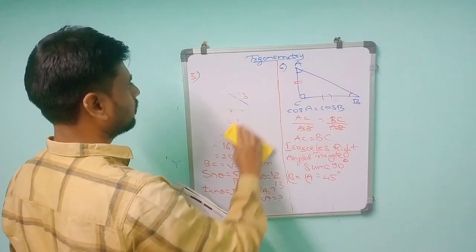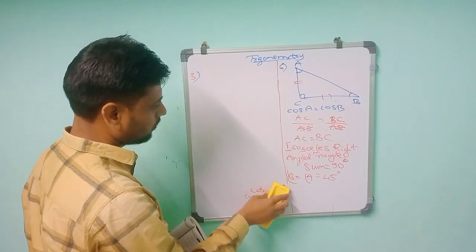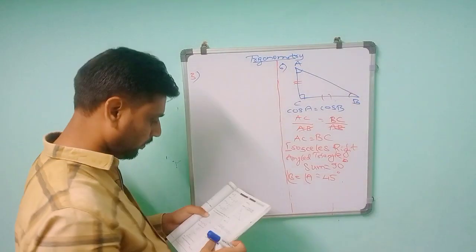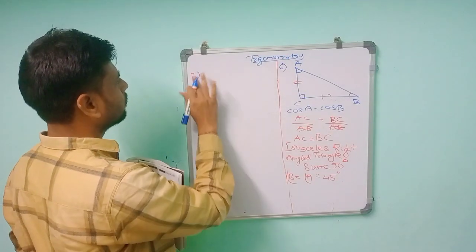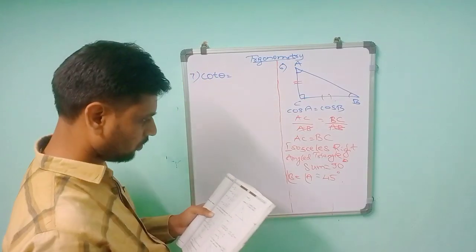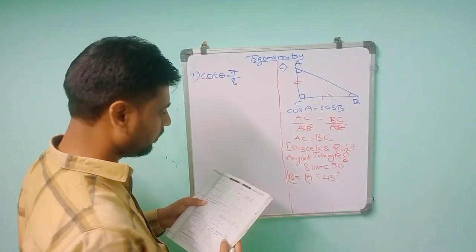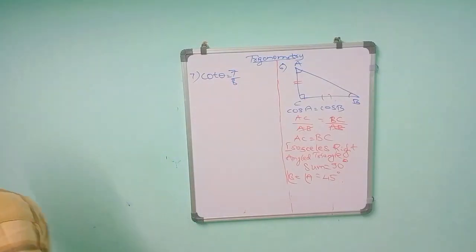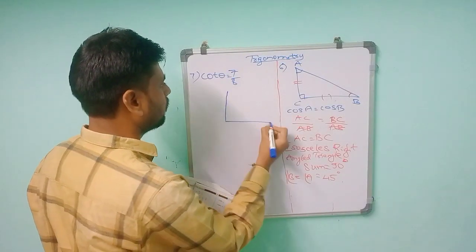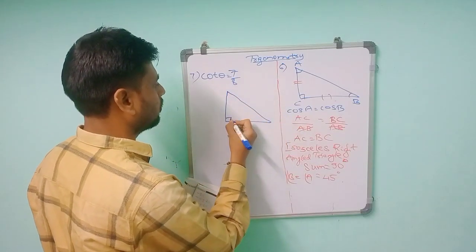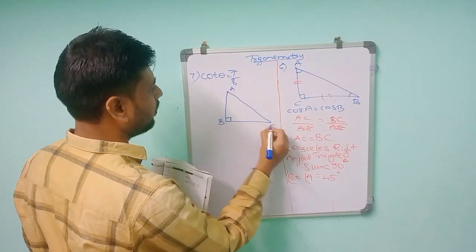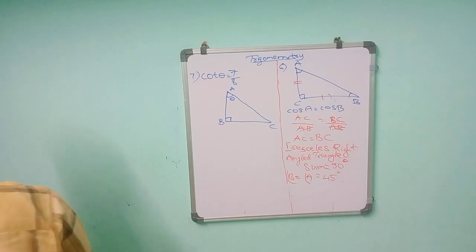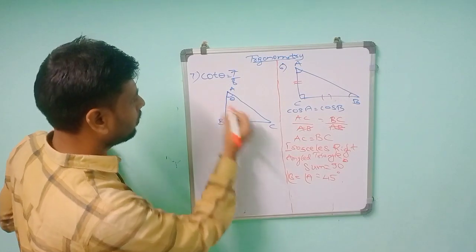Seventh one. Cot theta is equal to 7 by 8. For trigonometry, for everything, it is a right angle triangle only. Take right angle triangle ABC, and this angle they have given as theta. As you see, cot theta is equal to 7 by 8, and I have taken theta here.